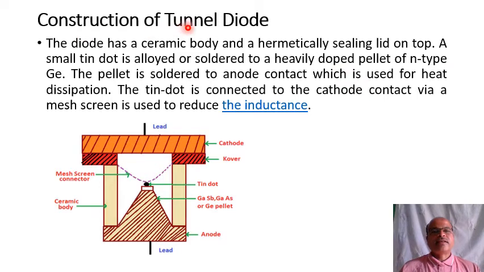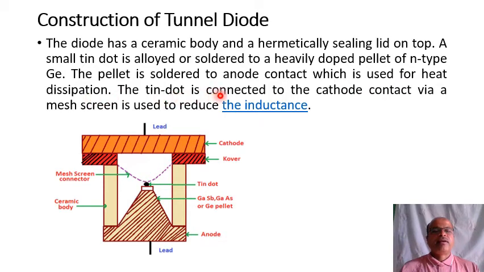Then next is the construction of a tunnel diode, as shown in this diagram. The diode has a ceramic body and a hermetically sealing lid on top. A small tin dot is alloyed or soldered to a heavily doped pellet. This is a heavily doped pellet of n-type germanium. The pellet is soldered to the anode contact, which is used for heat dissipation.